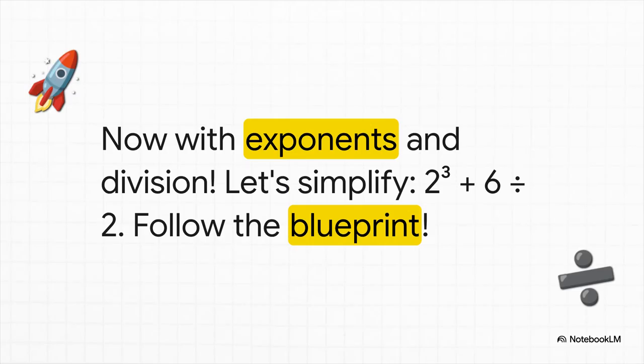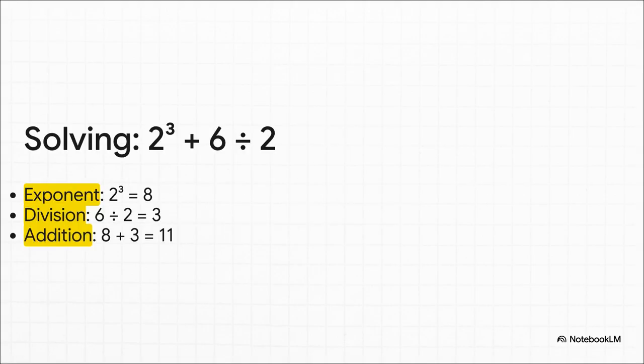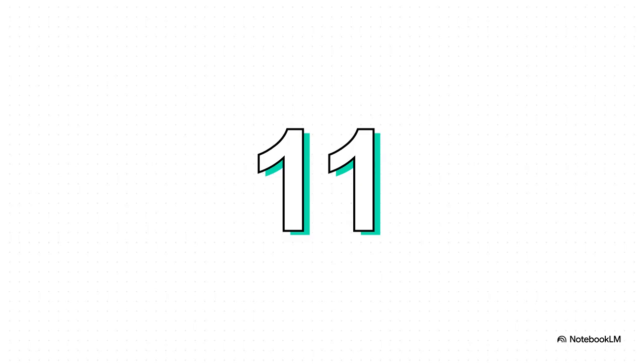All right, time for one last example. This one's going to bring in exponents and division so we can use even more of our awesome PEMDAS toolkit. Following our blueprint, the E for exponents comes way before division or addition. So first things first, 2 to the power of 3 is 8. Now our problem is 8 plus 6 divided by 2. Okay, division is next in line. 6 divided by 2 is 3. And now all that's left is a simple addition. 8 plus 3 equals 11. See? Each step is super clear, it's logical, and it leads us directly to the right answer. That's how reliable this system is.